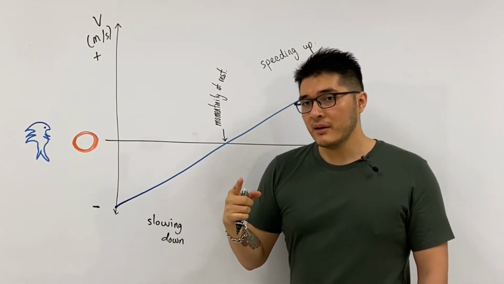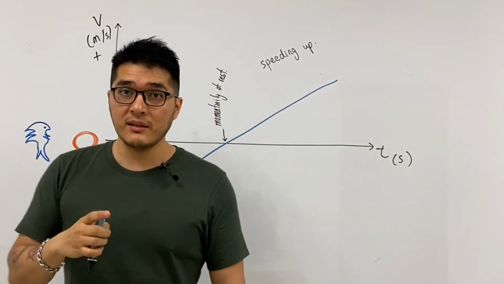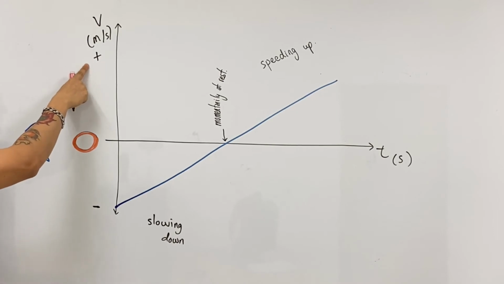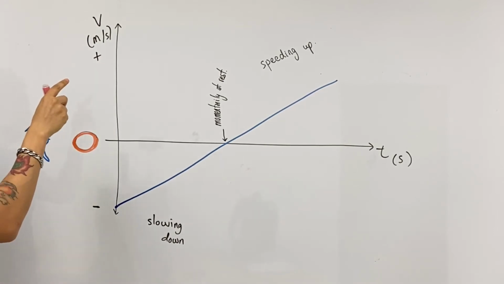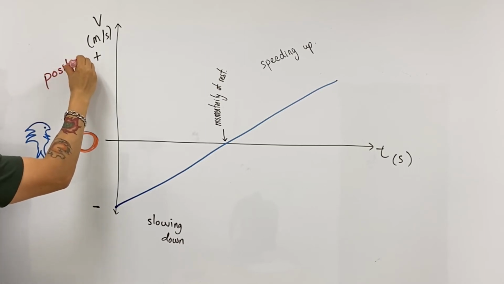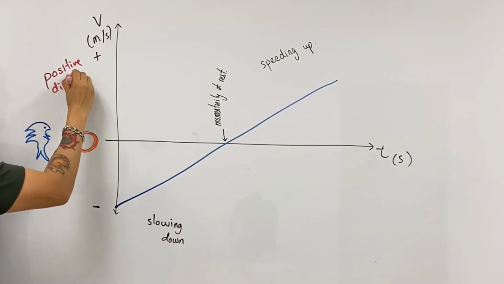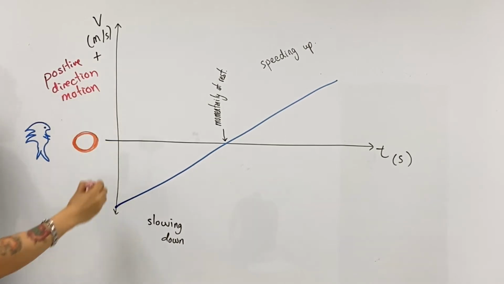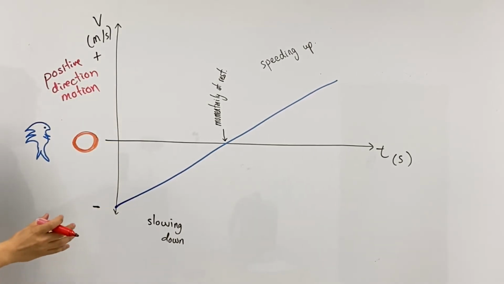But now we have to do better, because the direction actually makes a difference. So if we recall, whenever the velocity was positive, we said that the object is moving in the positive direction. And whenever the velocity was negative, the sign indicated that the object was moving in the negative direction.